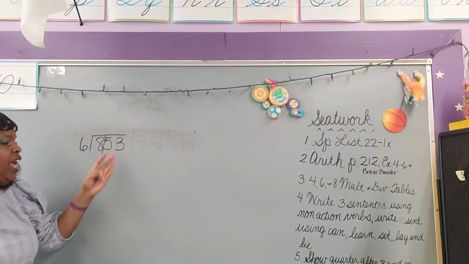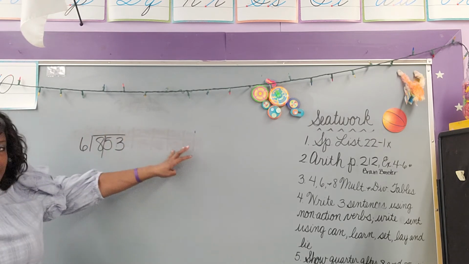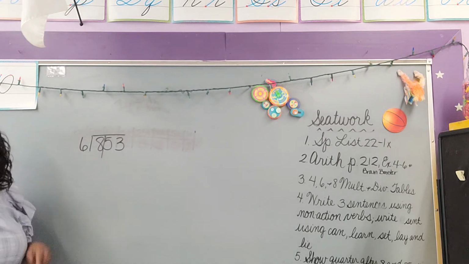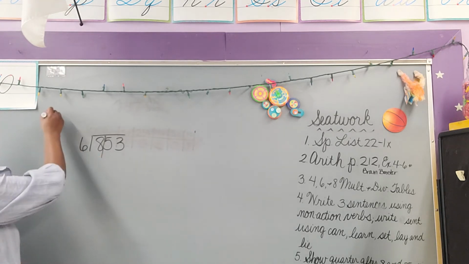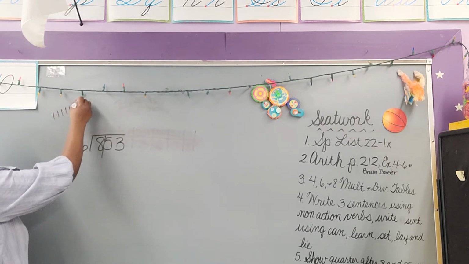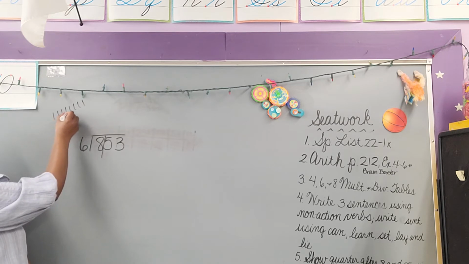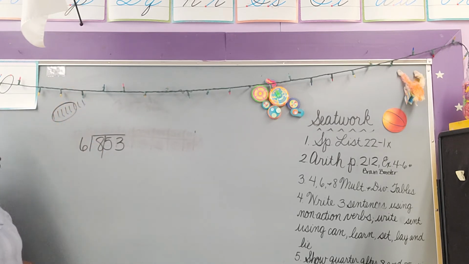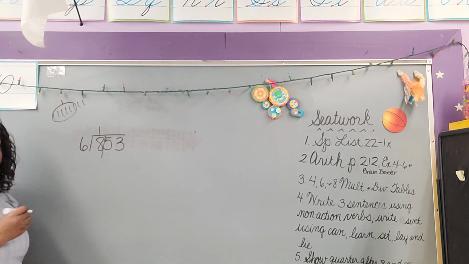You're not going to go into 853. No, we don't need to go that far yet. All we need to do is look and see how many 6s are in just our 8. So when we have that number, 1, 2, 3, 4, 5, 6, 7, 8, how many groups of 6 are in there? 1, 2, 3, 4, 5, 6, circle. 1, 2, there's not another 8. So how many groups of 6 are there? 1. We put the 1 on top.